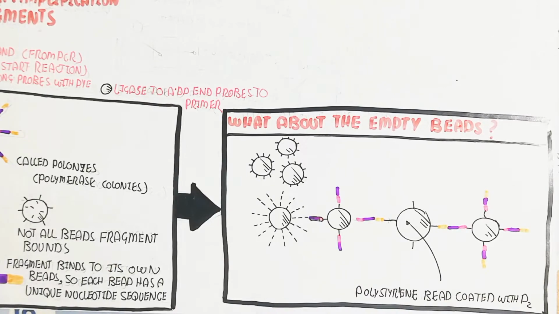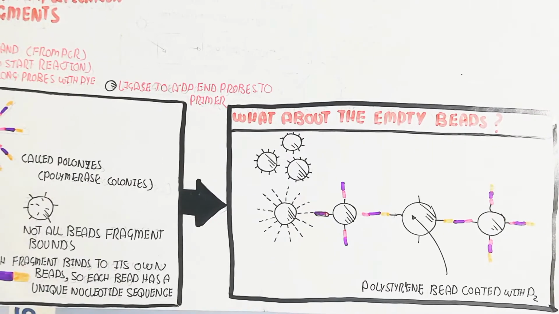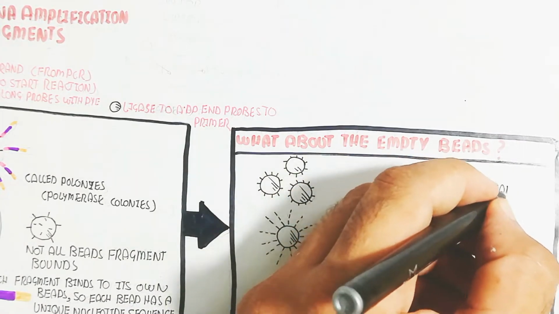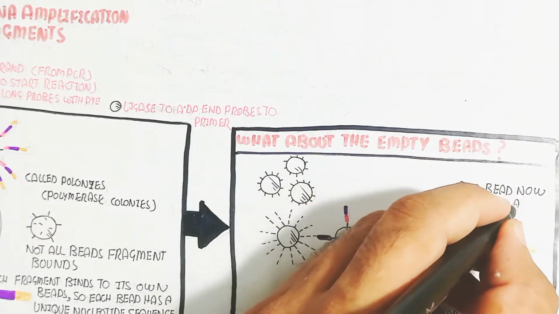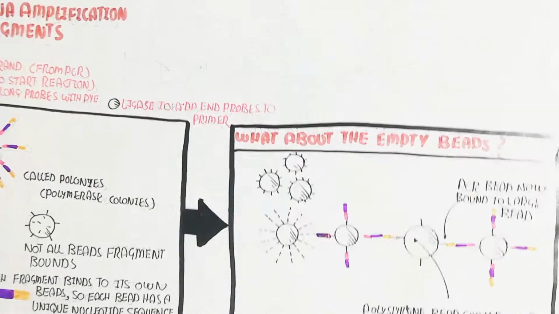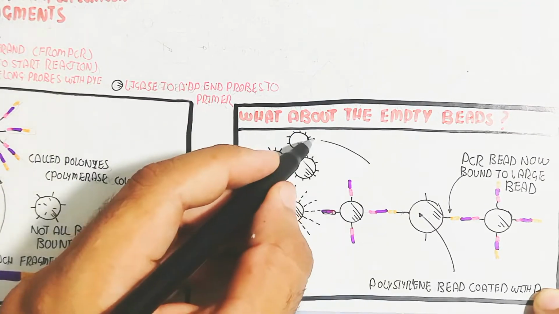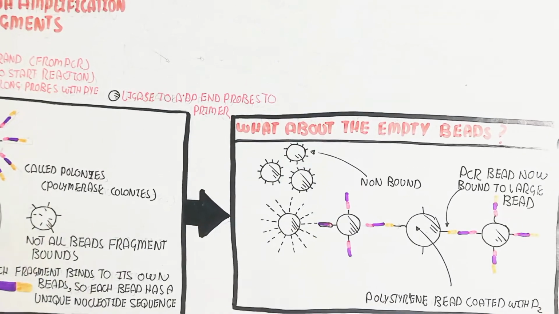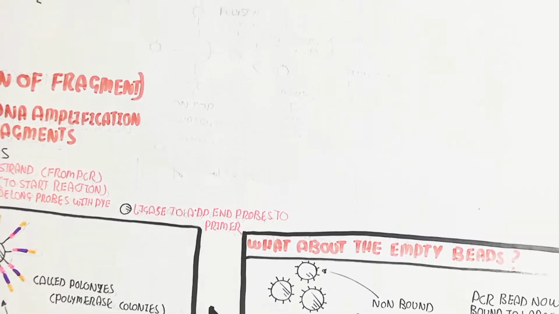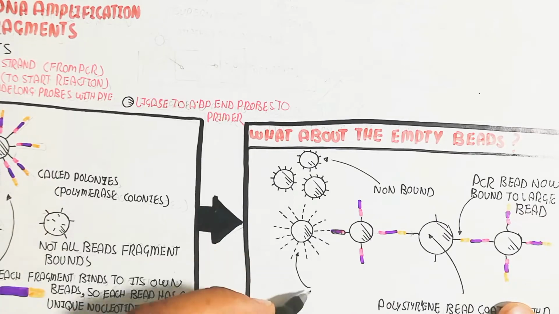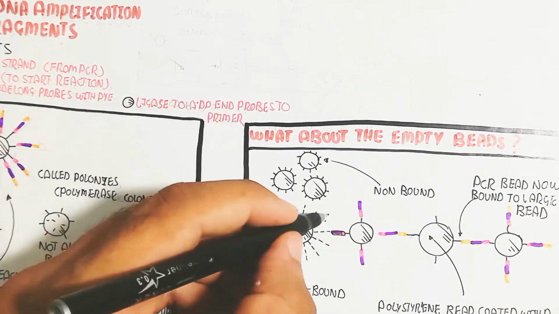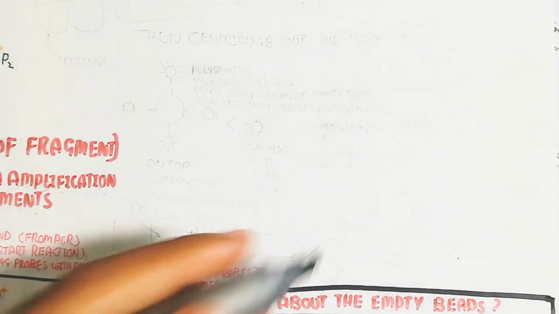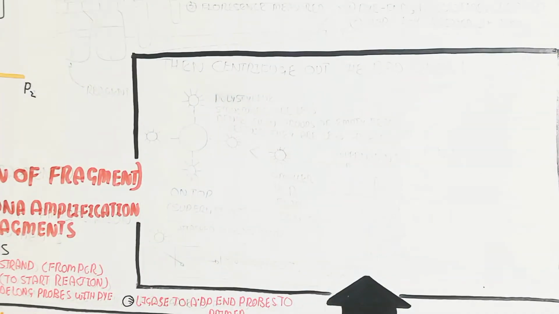So in this way, the P1 containing PCR beads will also bind to form this collection. And the PCR bead not bound to a large bead is the non-bound bead, and this is the bound bead. So what is the significance of that? Basically it will be used for more dominance. So how is it possible, let's discuss here.